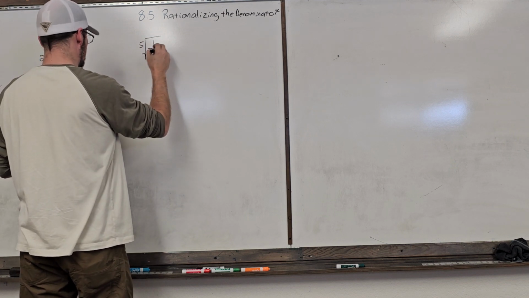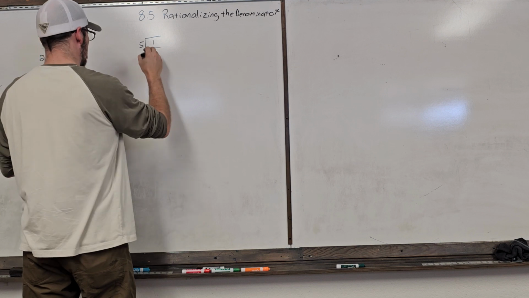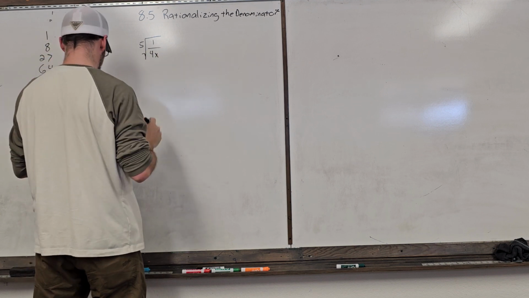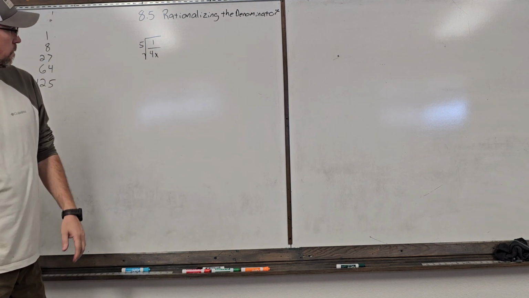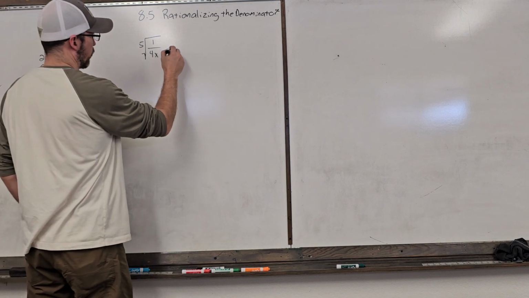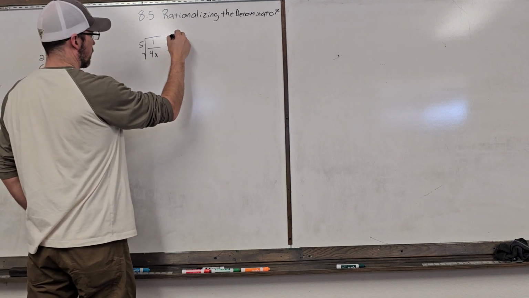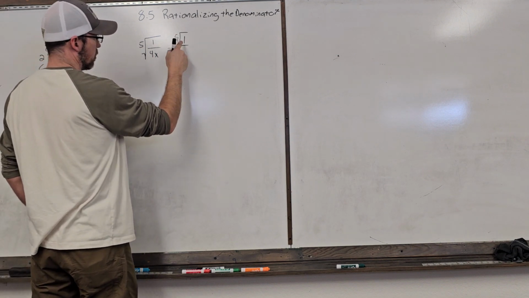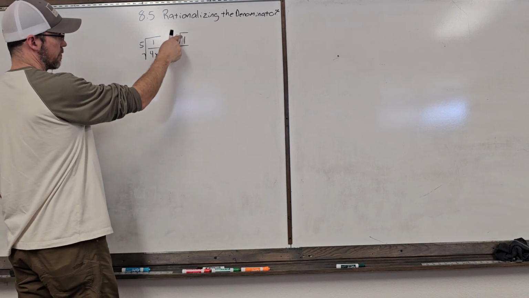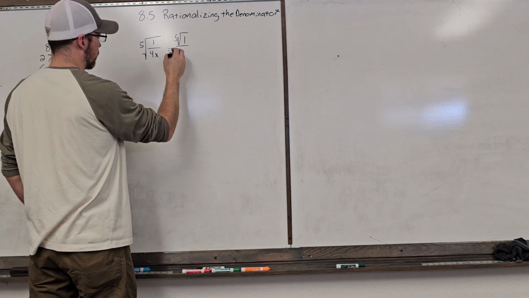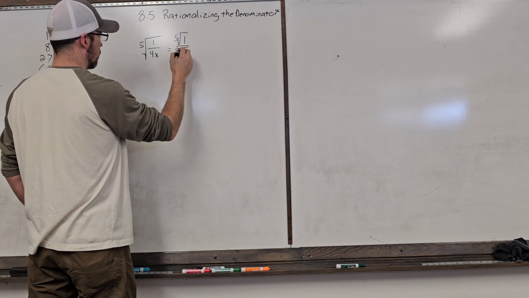The 5th root of 1 over 4x. First step, break them apart using the quotient rule. That's the 5th root of 1. 1 times 1 times 1 times 1 times 1, this is going to be 1. That's the last part about anytime we do a root of 1.